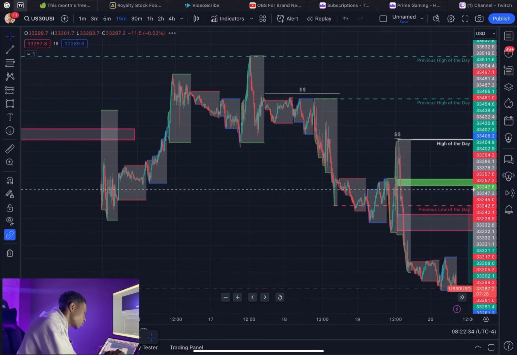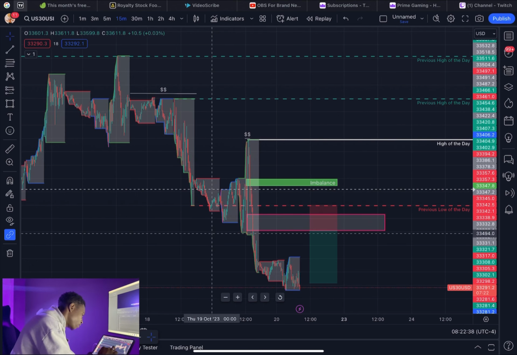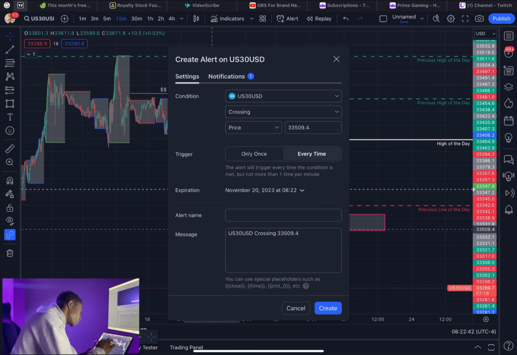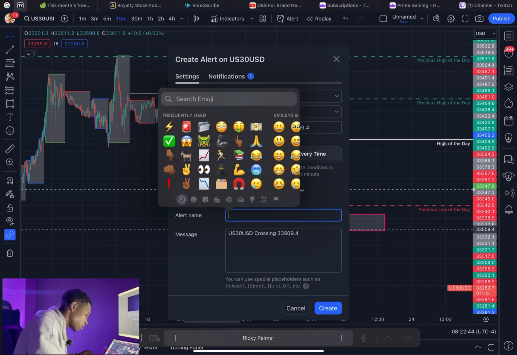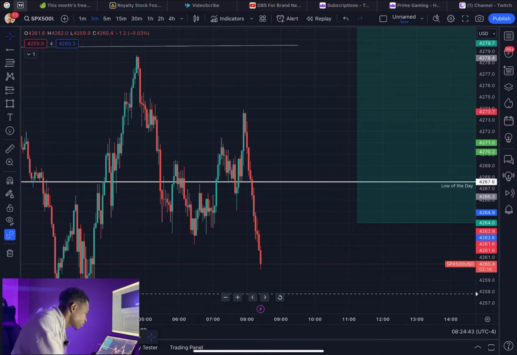Let me see, just making sure. So we got US 30 all set and ready to go. I'm gonna set an alert for a supply zone so I don't miss it. Now it's about waiting for the setups to come to us. And that's pretty much it.